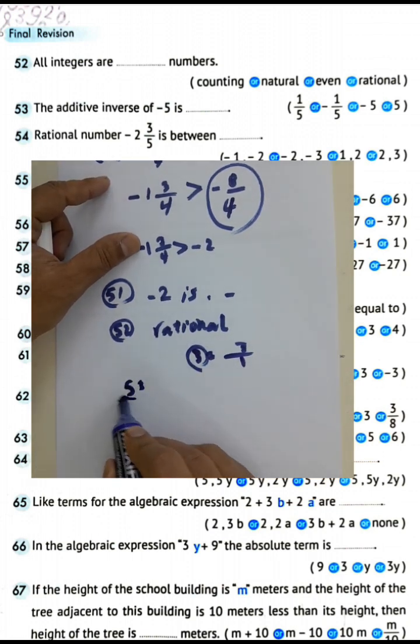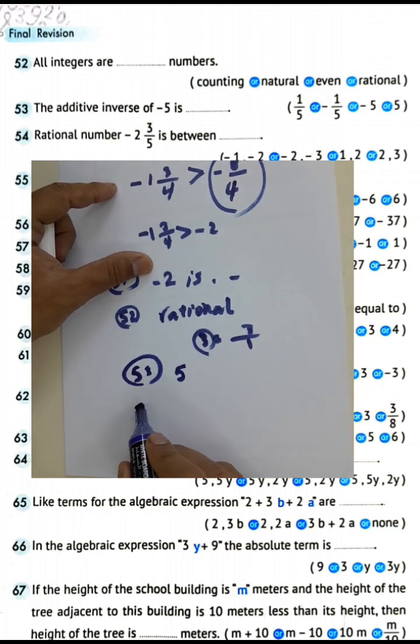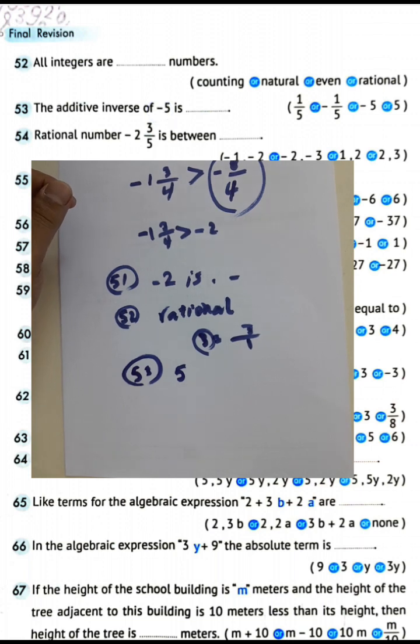Question 53. The additive inverse of negative 5, it will be 5. Additive inverse, it will be positive 5. It means the opposite of negative 5, it will be 5.